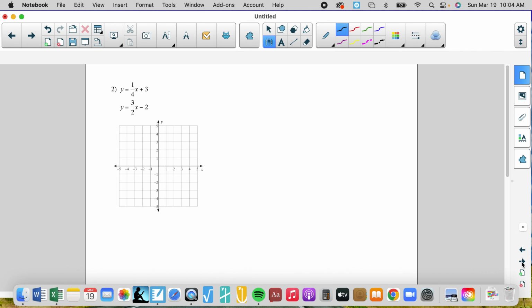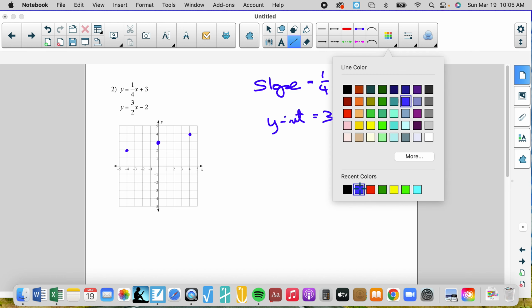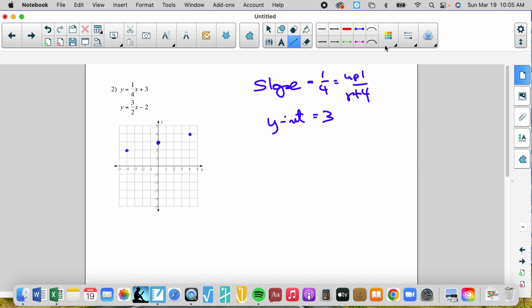All right, now we're going to work a little bit faster. So the slope equals 1/4, up 1, right 4. My y-intercept equals 3. I do my y-intercept. I go up 1, right 4, or down 1, left 4. I'm going to do my line. Looks like that.